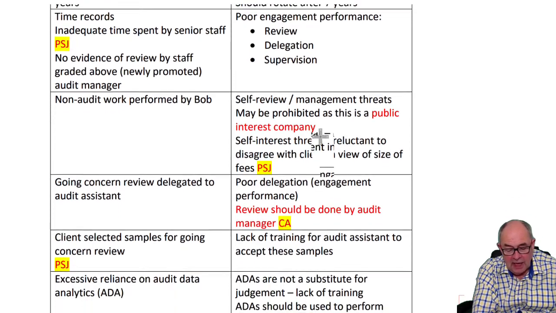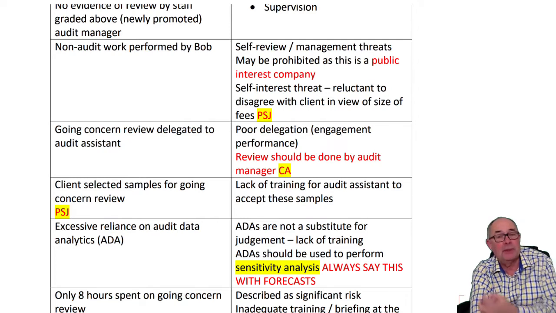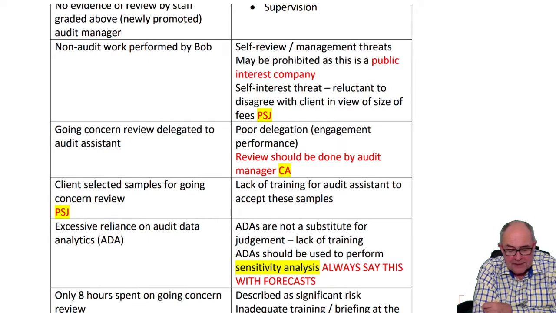We then learn about the non-audit work that's been performed by Bob. So, straightforward, I think, to talk about management threat, self-review threat. We don't know what that work is. We know it's a listed company. We demonstrate our knowledge that it's public interest because that's what listed companies are. So self-review, management, easy to comment on.